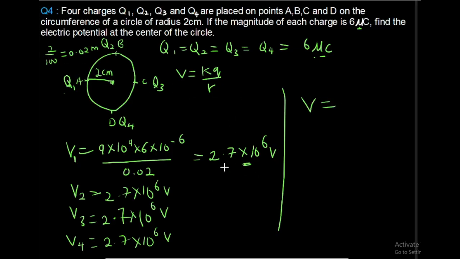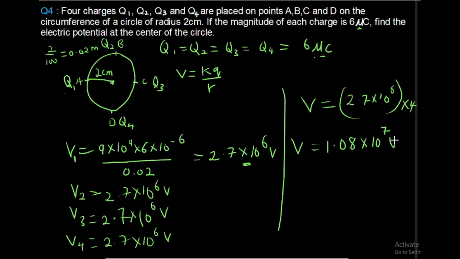So to get our final answer, which is the potential of all these charges at the center, we simply add this to this to this to this. So add V1 plus V2 plus V3 plus V4. Or we can simply say the potential at the center will just be the magnitude of one charge, which is 2.7 times 10 raised to power 6, times 4. And that will give us the potential to be 1.08 times 10 raised to power 7 volts. So this is our answer.